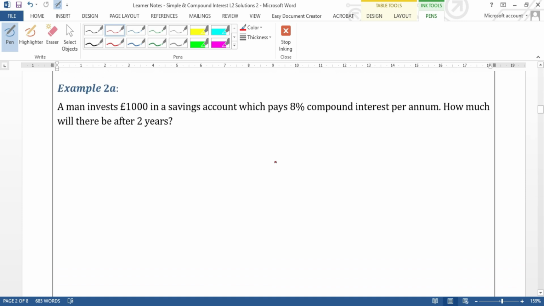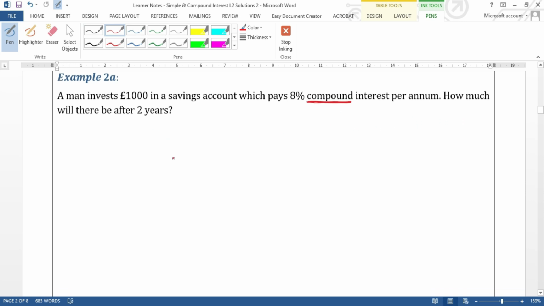For example, 2A: a man invests £1,000 in a savings account which pays 8% compound interest per annum. They will say which type it is, and obviously this one is compound interest. How much will there be after 2 years? I'm going to show you the long way of doing these, and then the quick way. I'm sure you'll agree the quick way will be the preferred choice going forward. But let me show you the long way first.